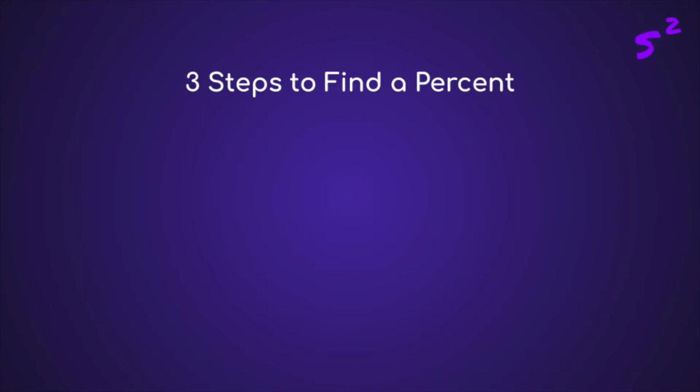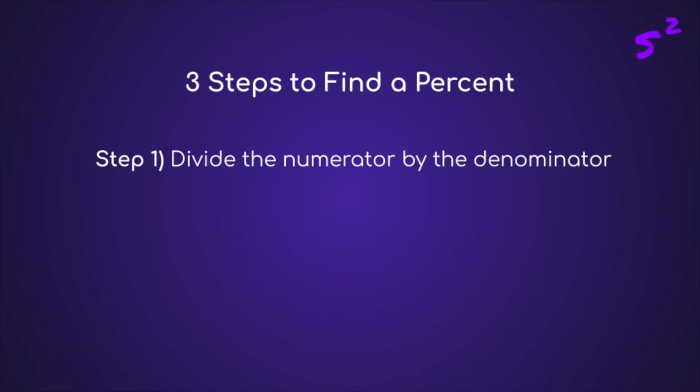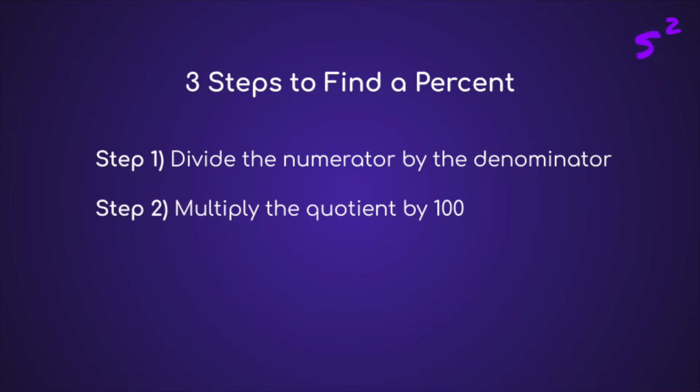We can use these 3 steps to find any percent. Here they are again, one more time. Step 1 is to divide the numerator by the denominator. Step 2 is to multiply the quotient by 100. And step 3 is to add a percent sign.